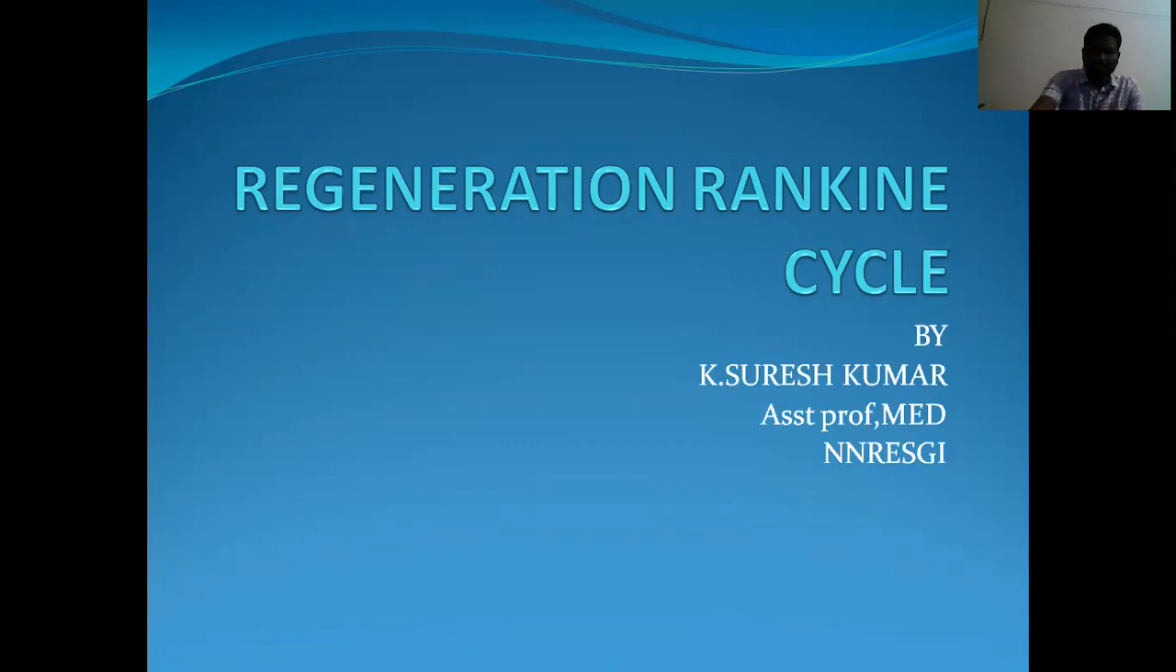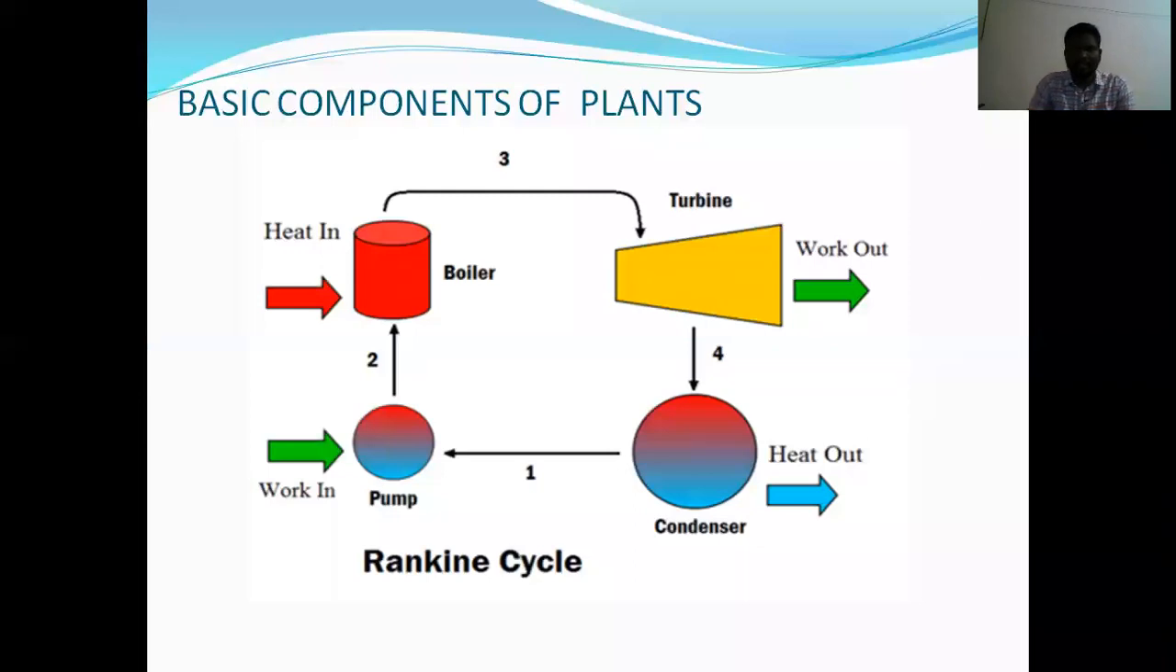Now in this PPT, we can see the basic Rankine cycle and the basic components of a Rankine cycle. In the basic components of a Rankine cycle, we have the boiler. Here we can see the boiler, turbine, condenser, and pump.